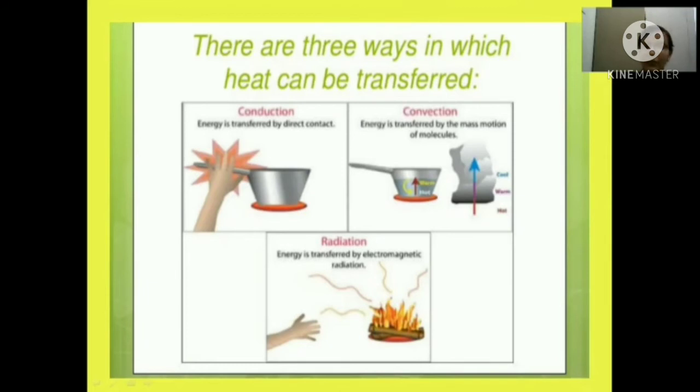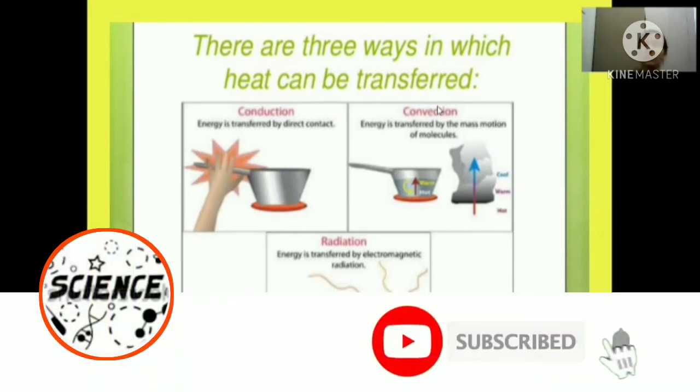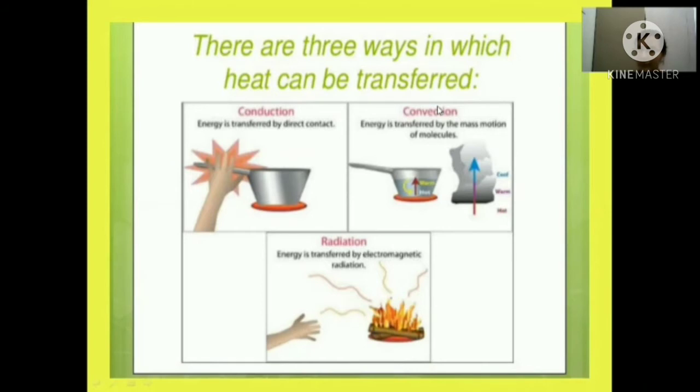So how is heat transferred? Heat is transferred in three ways, known as convection, conduction, and radiation. One way is by direct contact, जहाँ पर direct contact होता है. Second one by the movement of the molecules, and third one by electromagnetic radiation, which is not visible to us. जो हमें दिखता तो नहीं है लेकिन हमें क्या होता है, केवल फील होता है. Okay, now you can understand this much better by watching this video. Let's watch the video.